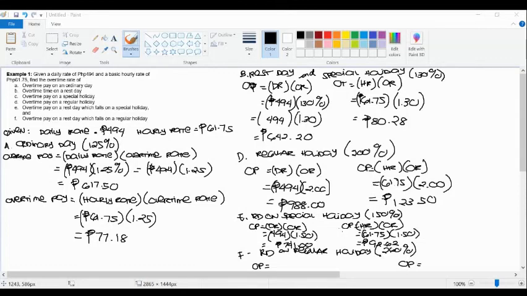Lastly, for the overtime daily and hourly pay rate on a rest day which falls on a regular holiday, we have 260%. So for the daily rate, 494 multiplied by 2.60 is equal to 1,284.40 pesos. While for the hourly rate, 61.75 times 2.60 will be equal to 160.55 pesos.